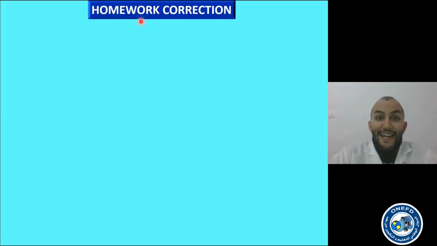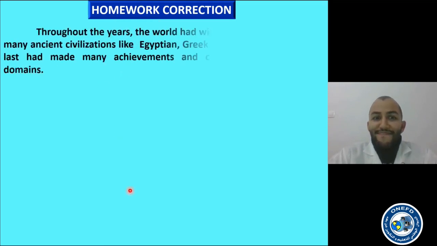So, last time, if you remember, I hope you do, I gave you homework, an assignment about writing a short composition about the achievements of the past of Islamic civilization. And I have given you how to write it down. So let's see the correction.